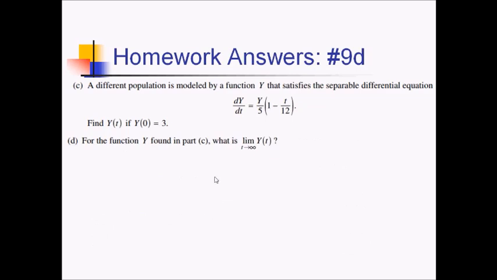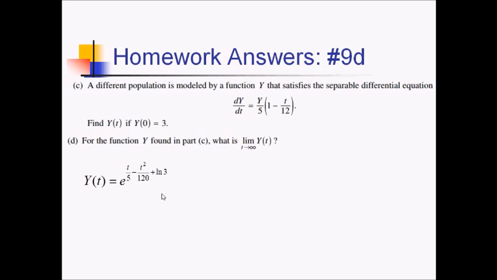For part D, they want us to figure out the limit as t approaches infinity for the y that we just found in part C. So here is that original function again, just redisplaying what we did in part C. And the key on this one, right away, you have to realize this is not a logistic function. It's tempting to just say that this is going to equal 12 because that's the carrying capacity. However, there is no such thing as carrying capacity on this. We don't have a logistic. So we're going to have to do this the old-fashioned way.